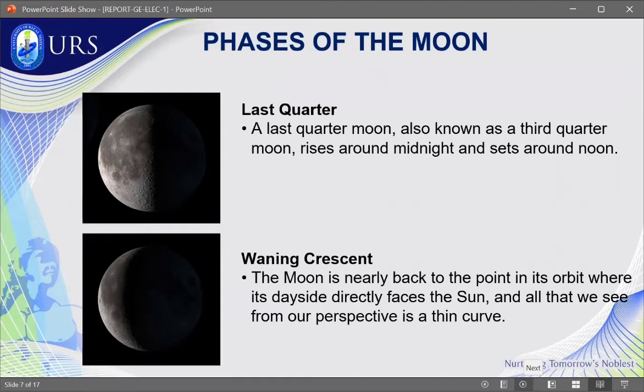The crescent phase can be a good time to see earthshine also, when sunlight reflected from Earth gives the dark areas of the moon a faint glow. That's all. Next reporter, please.